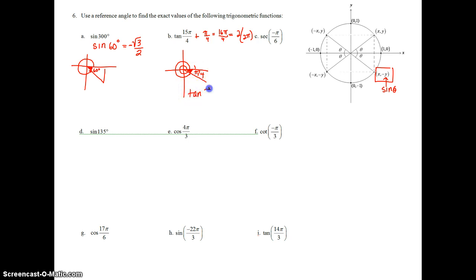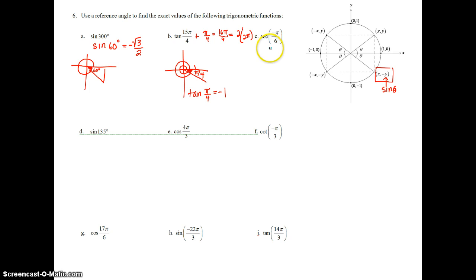So I could just find the tangent of pi over 4. Now pi over 4 is 45 degrees, and the tangent of 45 degrees is 1. But again, since I'm in the fourth quadrant, right, the tangent is going to be negative y over x, and that's going to make this negative.